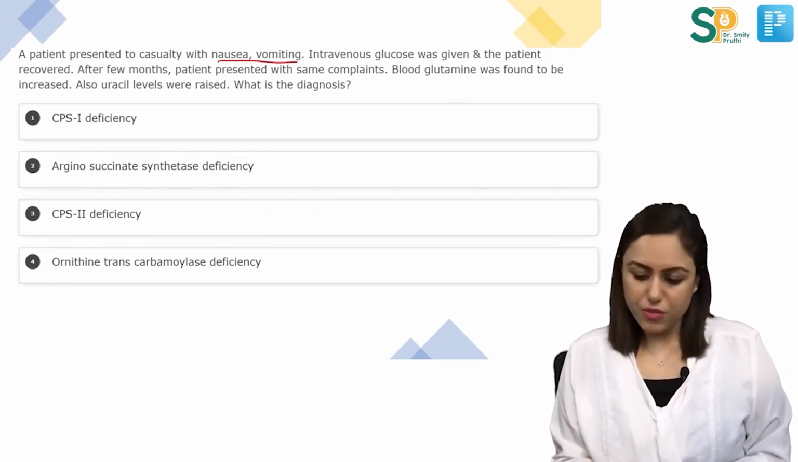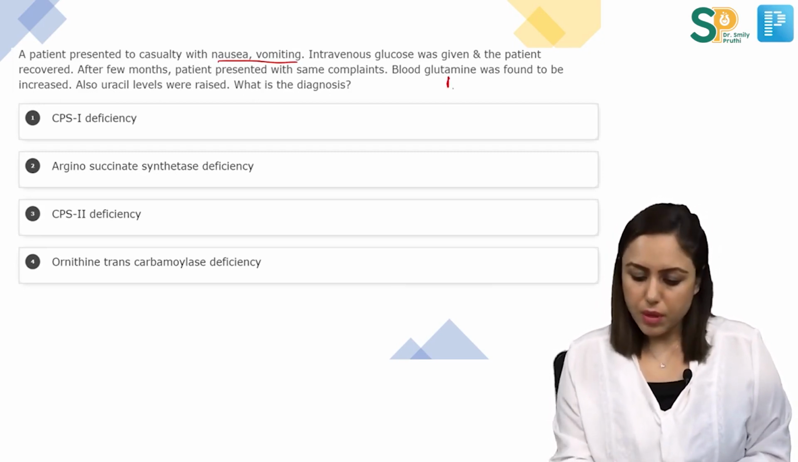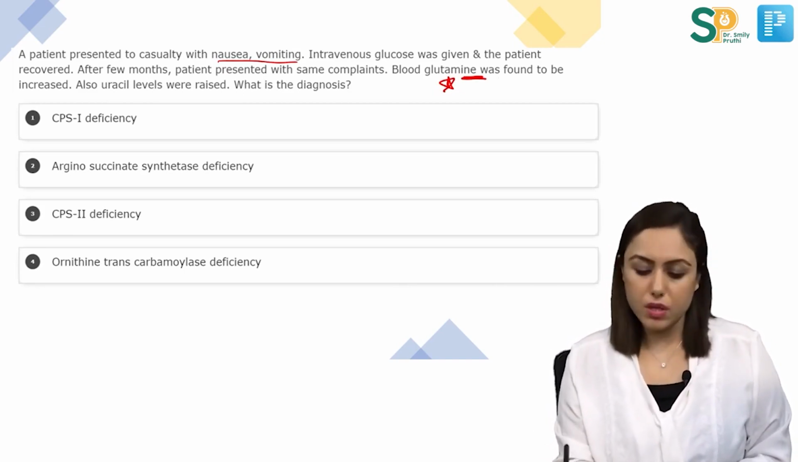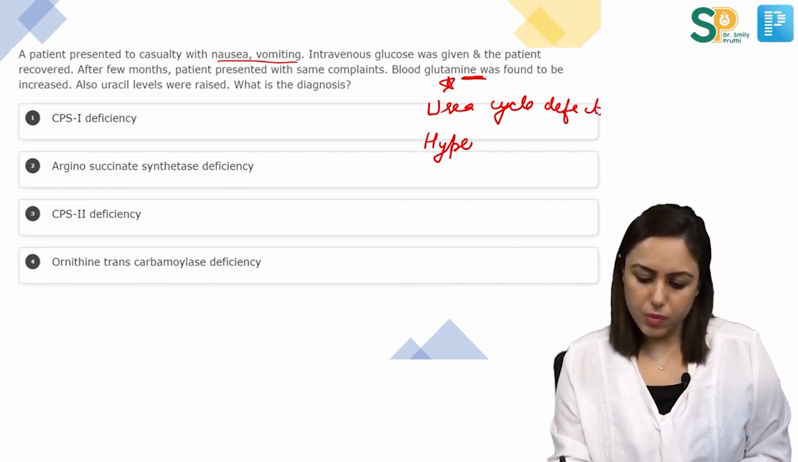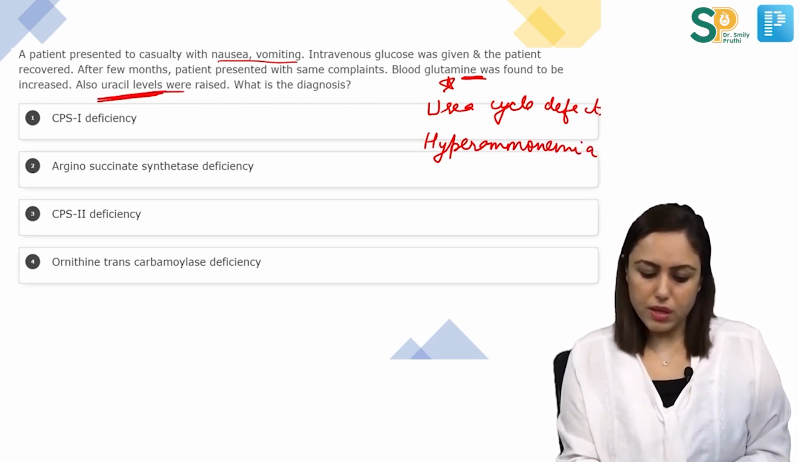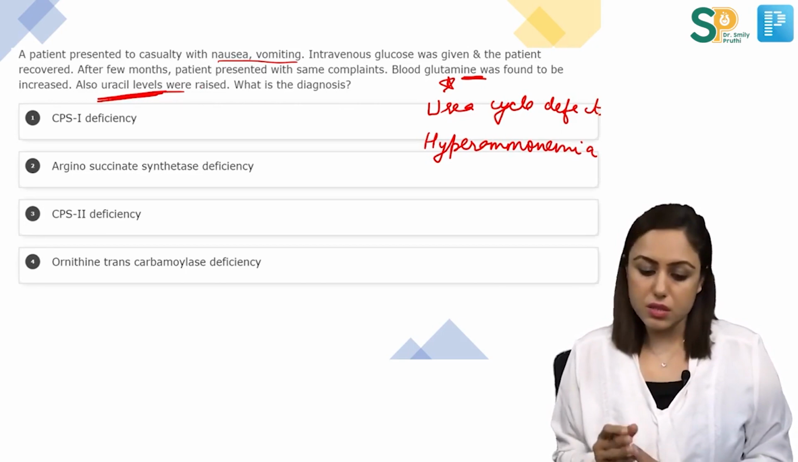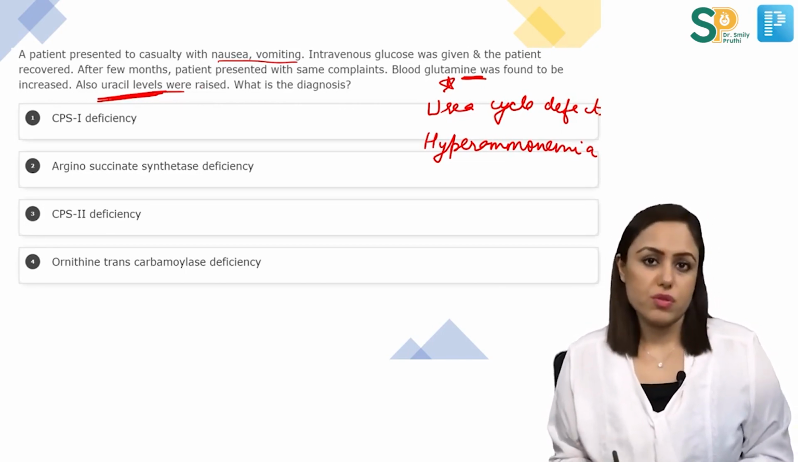Coming to next question, a patient presented to casualty with nausea and vomiting. Intravenous glucose was given and the patient recovered. After few months, patient presented with same complaints. Blood glutamine was found to be increased. So, blood glutamine is increased in urea cycle defects, in hyperammonemia. Okay. So, also uracil levels were raised. So, one they are telling that glutamine is raised, other thing is uracil levels are raised, which is a pyrimidine. Okay. So, what is the diagnosis?